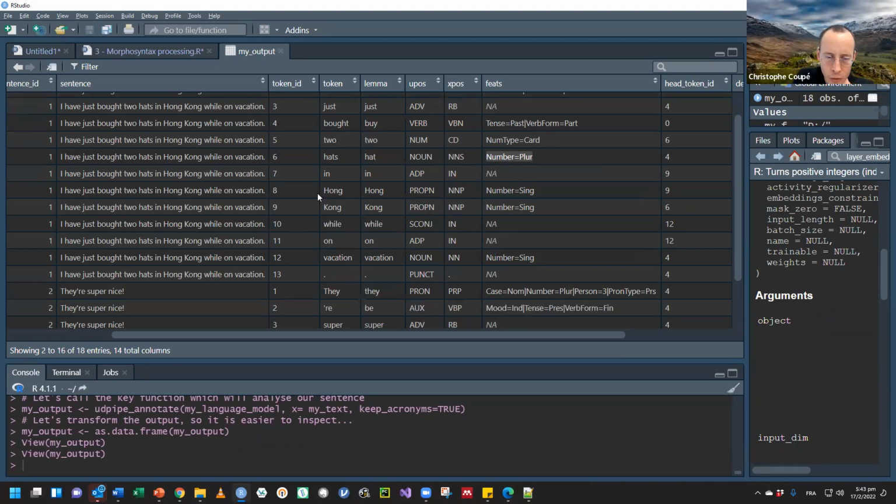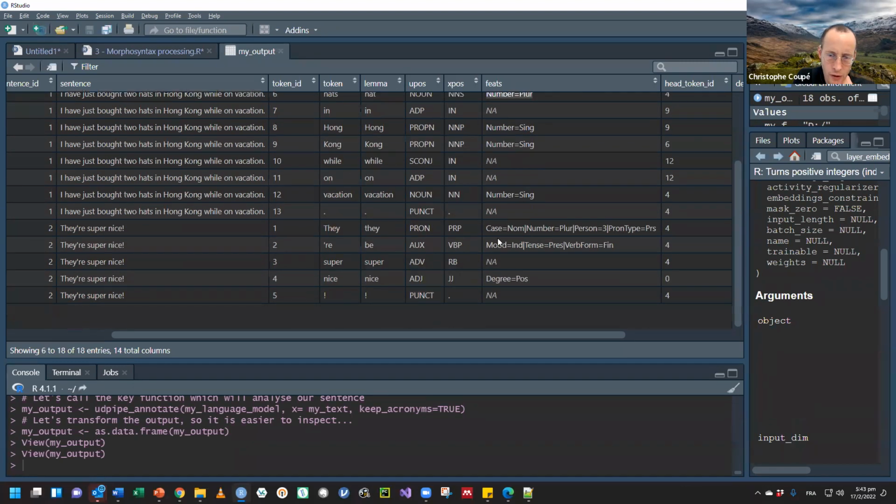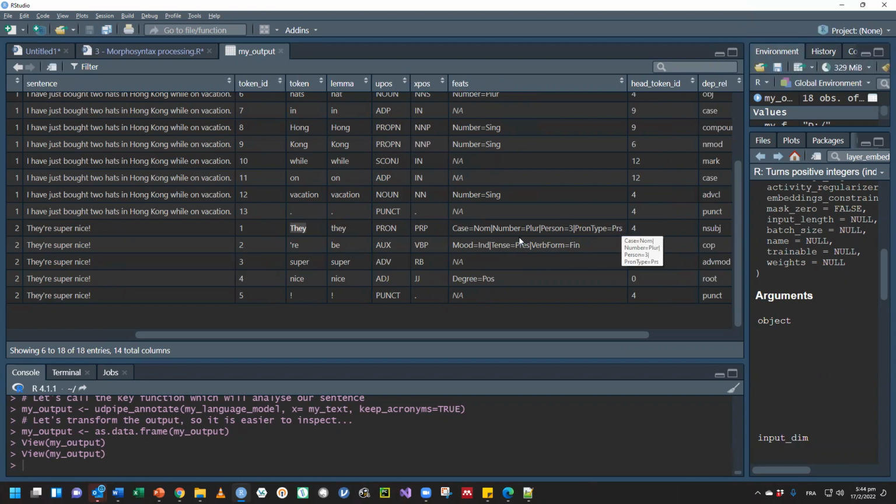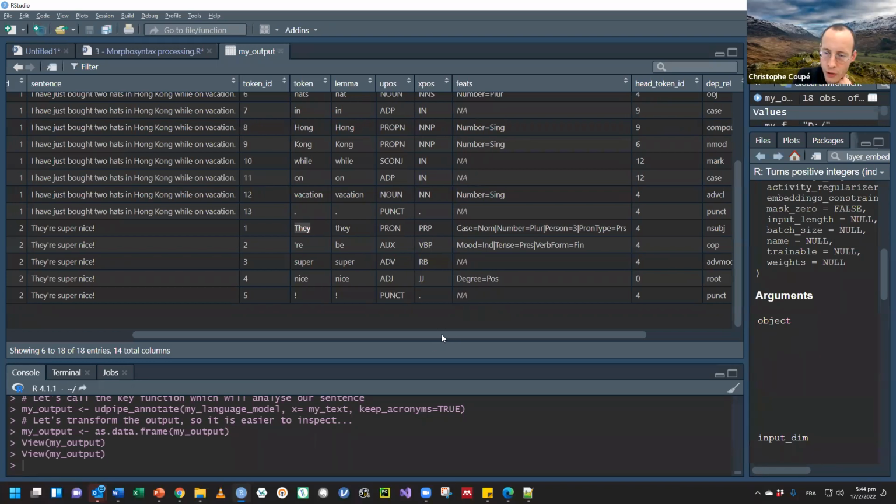And then you can see Hong Kong is kind of singular. There, they are. You see, it tells you the mood is indicative. The tense is the present. And the verb form is, I forgot what that is, finite. I'm not so sure, but it gives you some information. For "they", it tells you the case is nominative, number is plural, it is third person, and it's a personal pronoun. That's really nice. It gives you all this information.